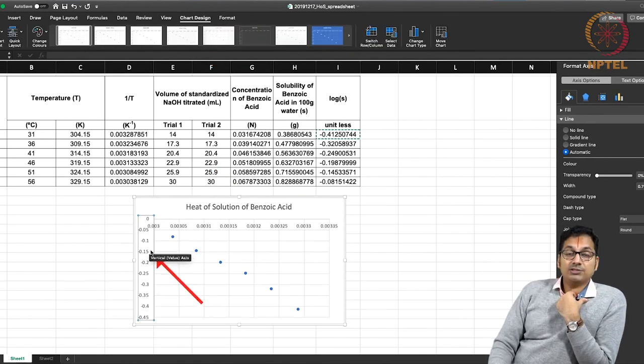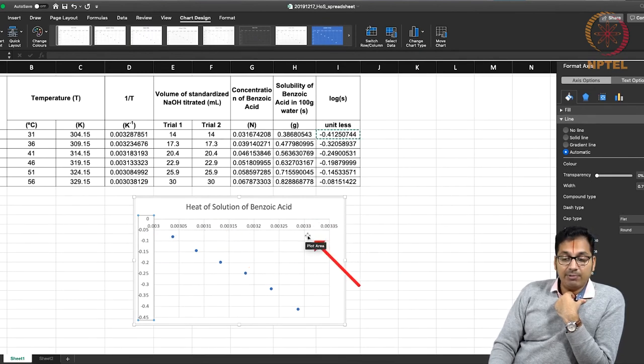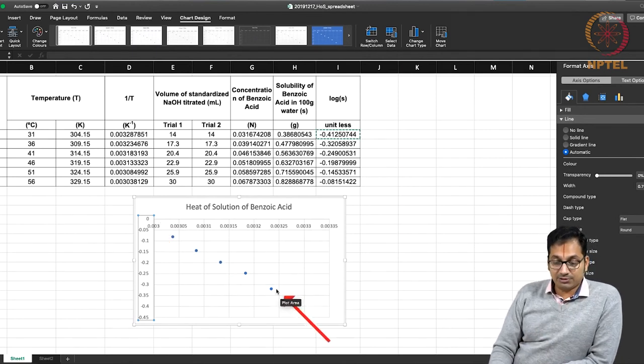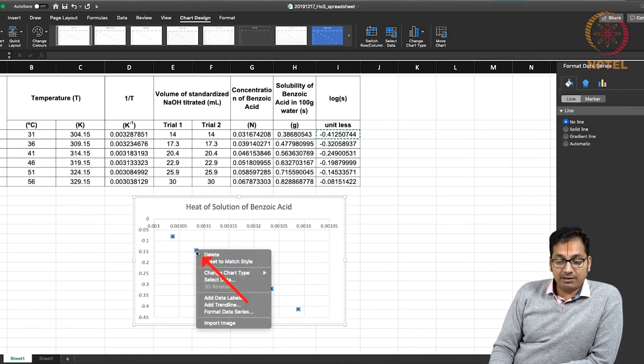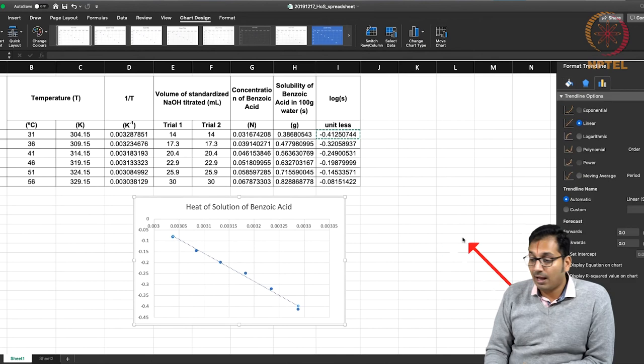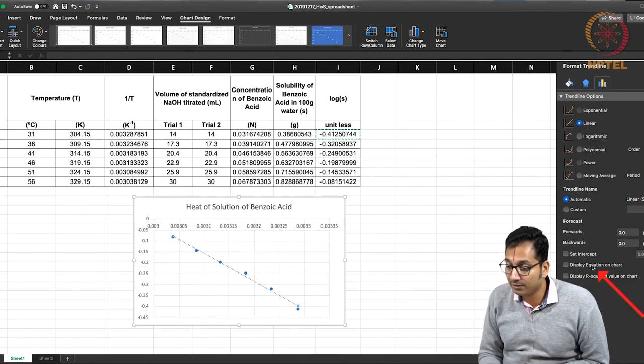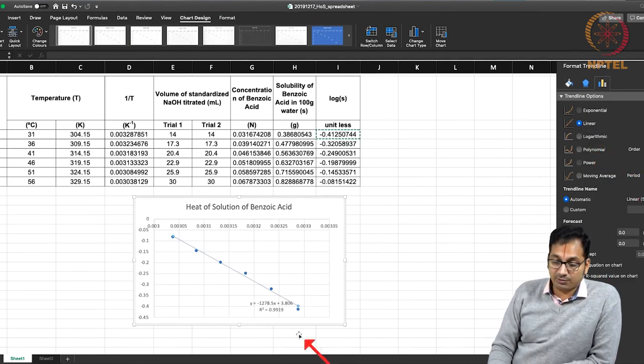So in the y-axis you have ln of 1 over s, and in the x-axis you have 1 over t, that is the independent variable, and the ln of s is the dependent variable. You are nicely able to see almost a linear curve. Since we know for a fact the model that we are trying to look at is ln of s as a function of 1 over t gives us minus delta H naught by R, we can go ahead and fit it right away to a trend line, set it as a linear trend line, and look at the equation and the R square.